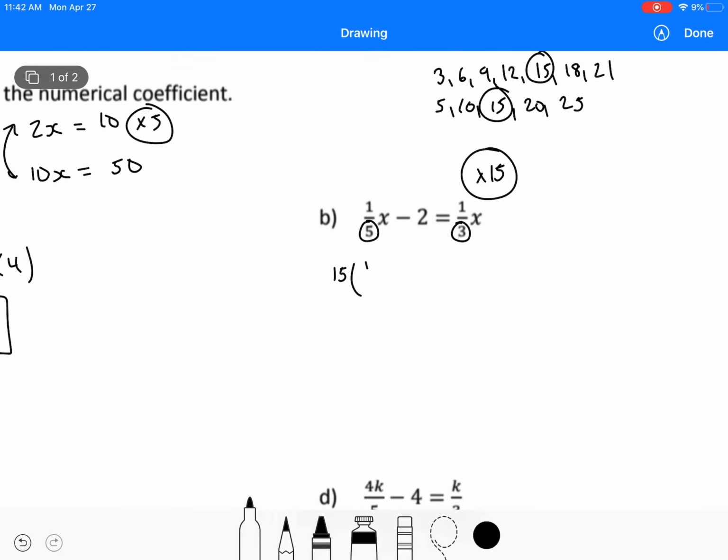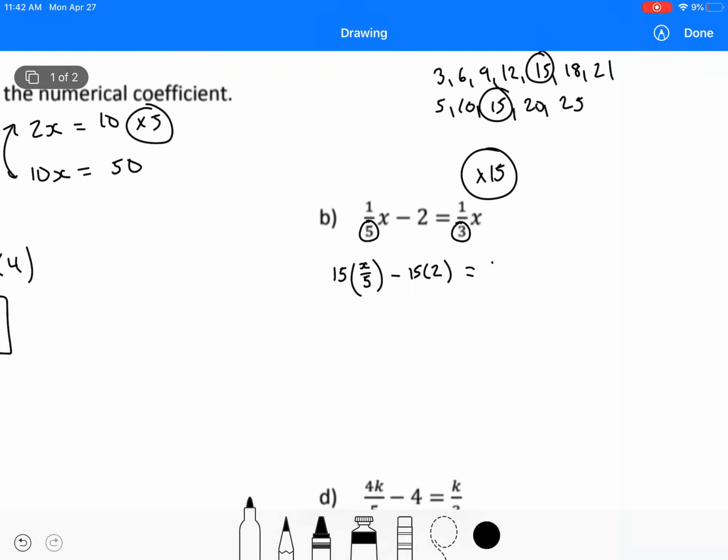So we'll do 15 times the first term, which is 1 over 5x. And instead of writing 1 over 5x, I think I'd rather just write that as x over 5, because that means the same thing. Minus 15 times 2 is equal to 15. I'm going to write this as x over 3. So as you can see, all three terms are now being multiplied by 15. So from here, what I would recommend is I like to do this next part in one step. You can do it in 2 steps, but eventually this should be a 1-step transition.